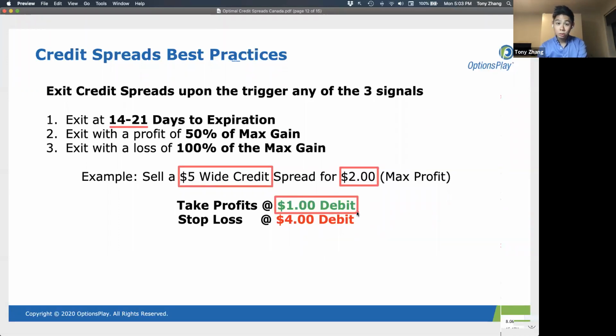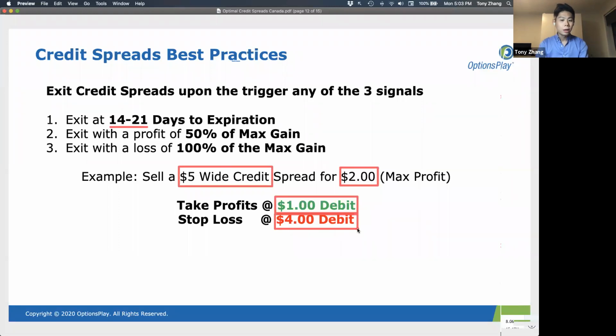What if the trade goes against you, right? It's a $5 wide credit spread. You originally collected $2, but if the trade starts to go against you, you're going to see the value of that spread increase. It's going to increase towards that $5 spread, the maximum loss on that trade. So if it goes from $2 to $4, which is 100% of the max gain, then it's time to get out of the trade at a loss.